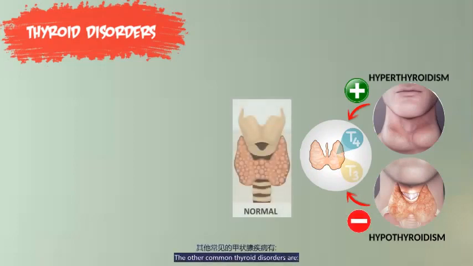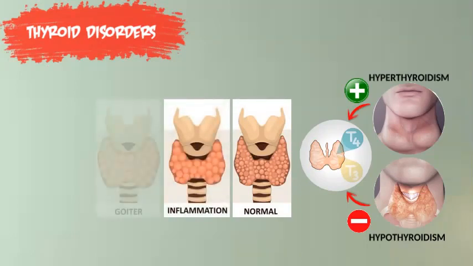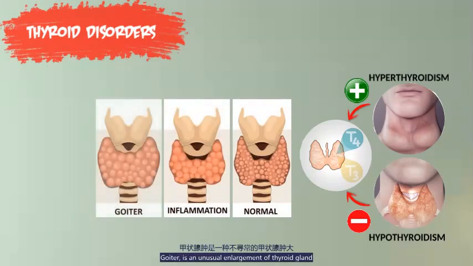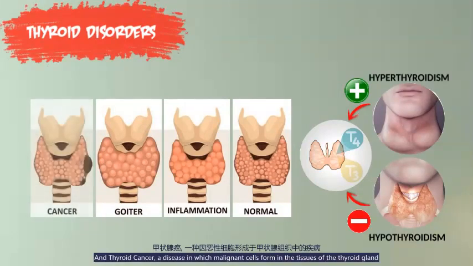The other common thyroid disorders are thyroiditis, inflammation of the thyroid gland. Goiter is an unusual enlargement of the thyroid gland. And thyroid cancer, a disease in which malignant cells form in the tissues of the thyroid gland.